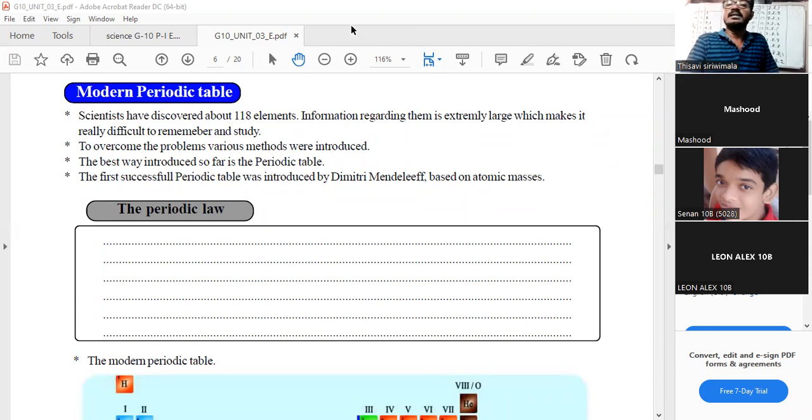You can write the note here in your book. This note, 4 sentences are there. Write it.